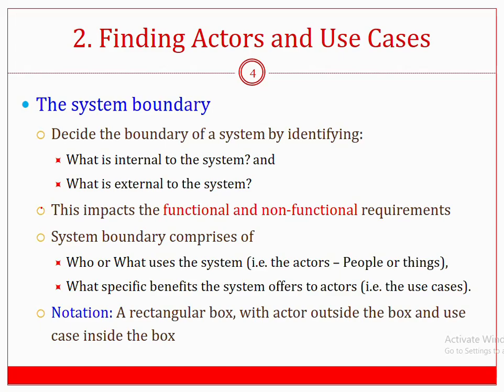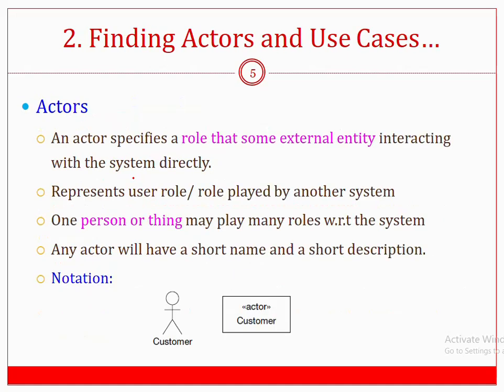The first step in developing a use case diagram is identifying the system boundary. We decide which functionalities belong to the software and which functionalities are outside the software. Next, we define actors. An actor represents a role rather than a specific person. One individual may play multiple roles depending on the application.